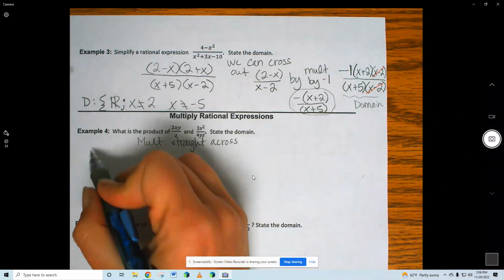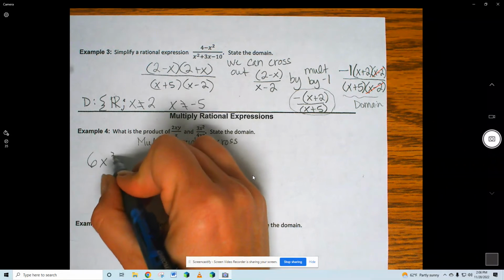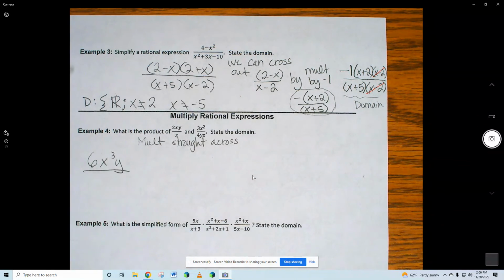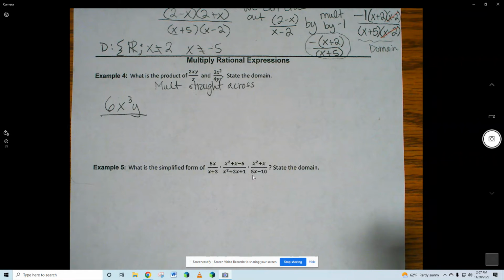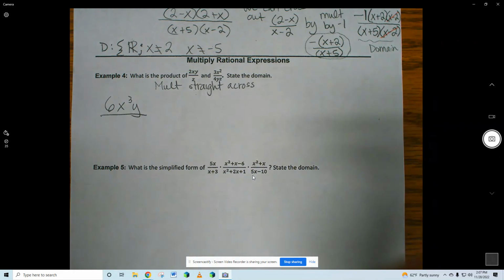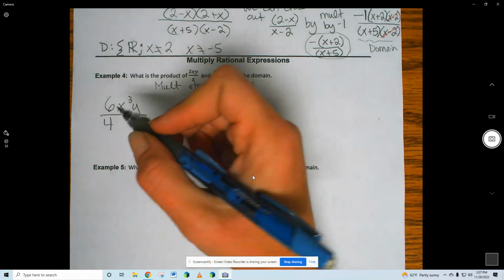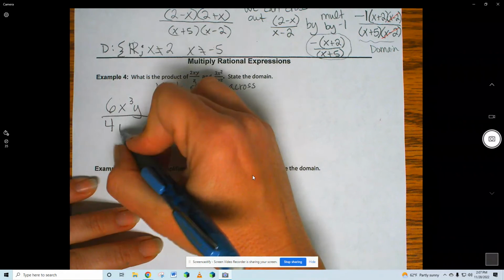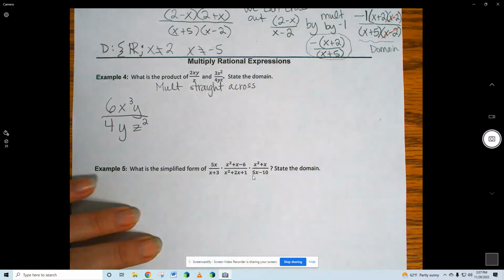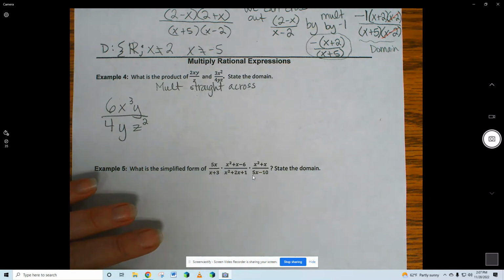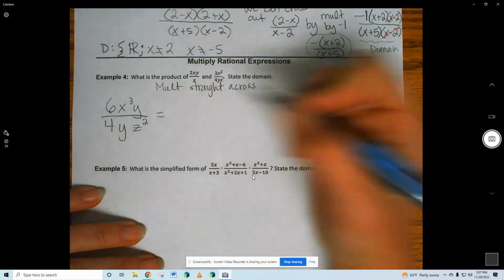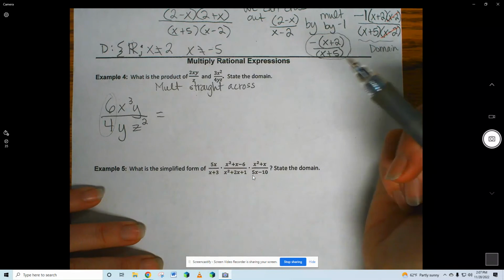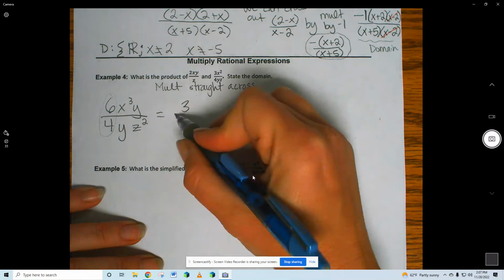Straight across is going to be 6x cubed y. That's what the numerator is going to be. What's my denominator going to be? 4 what? YZ squared. So I really can't cross out anything x. I can cross out a y, but I can't cross out a z. 6 over 4 reduces to what? 3 over 2.